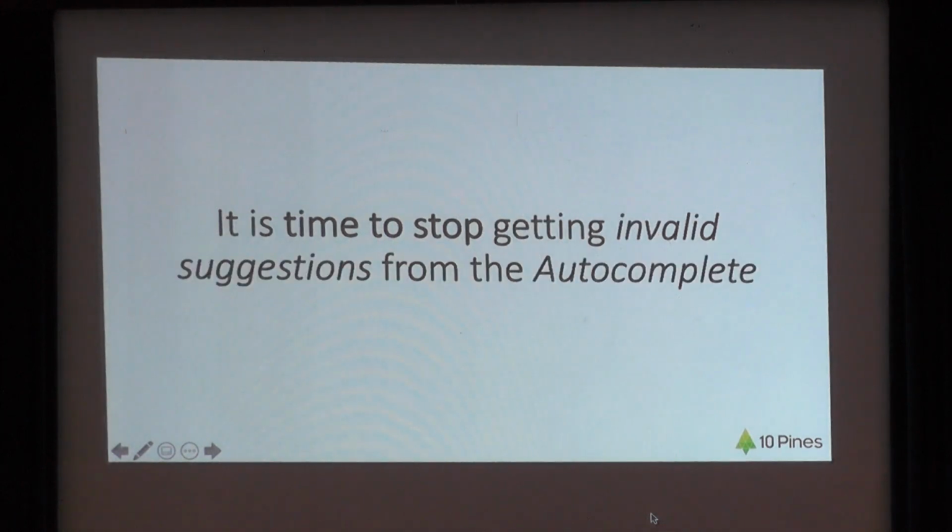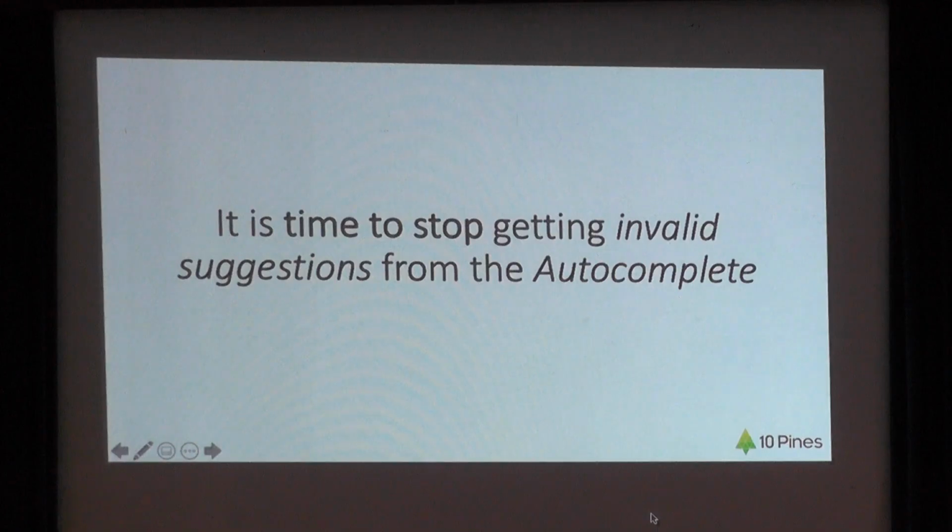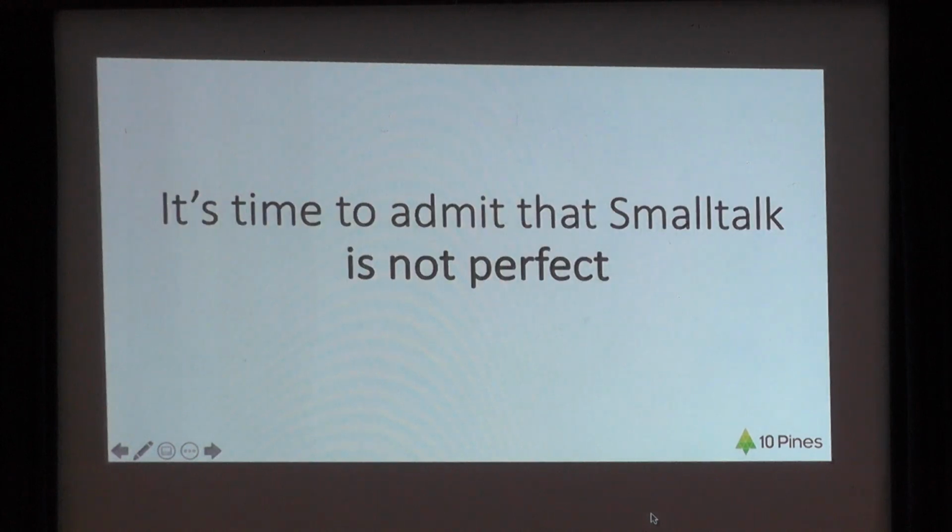It's time to stop getting invalid messages when you want to see with the autocomplete the messages you can send to an object. And I'm not saying stupid things. I mean, that's what other languages and IDEs, that I'm not going to name, have, and we don't. So it's time to admit that Smalltalk is not perfect. Yeah, sorry about that. Because if we don't admit that, we will not make it better. And that's very important. If we think that Smalltalk is perfect, we will never make it better.